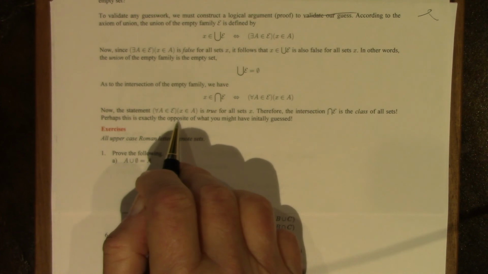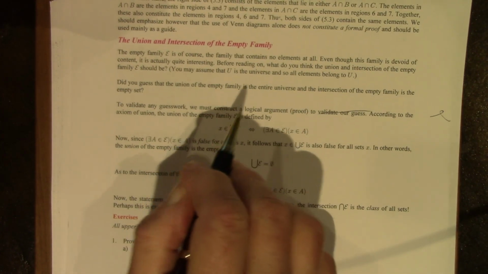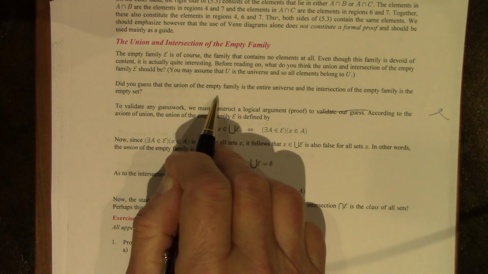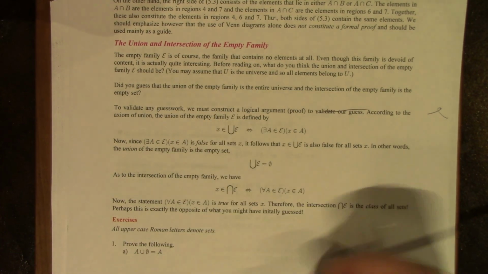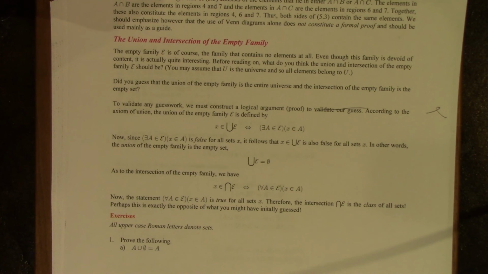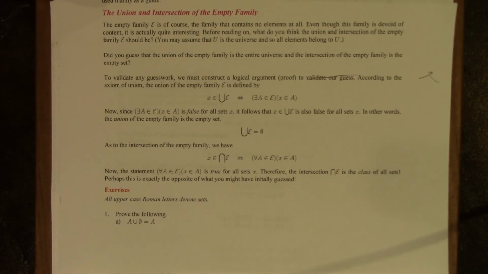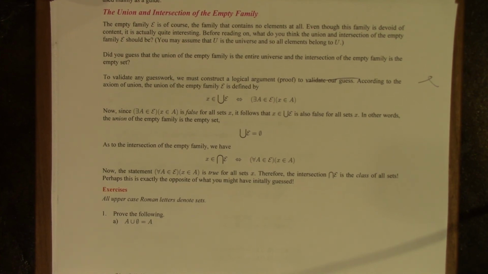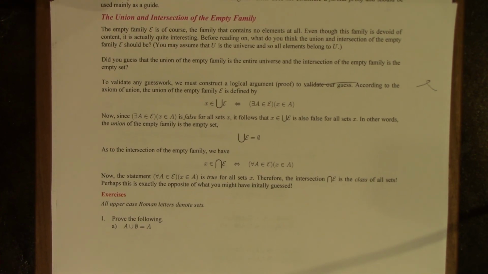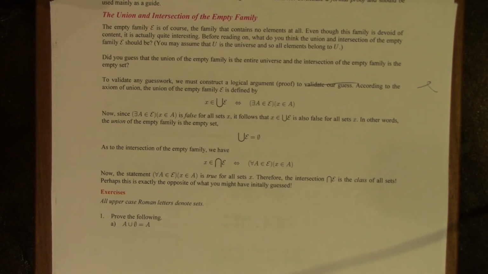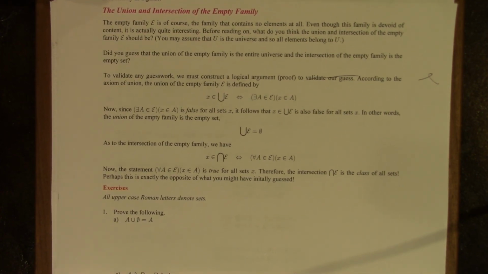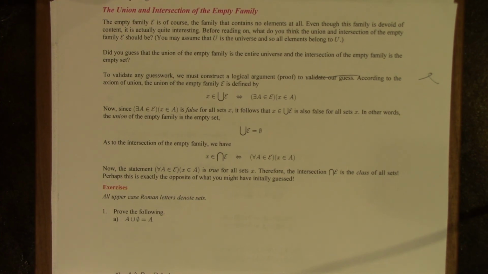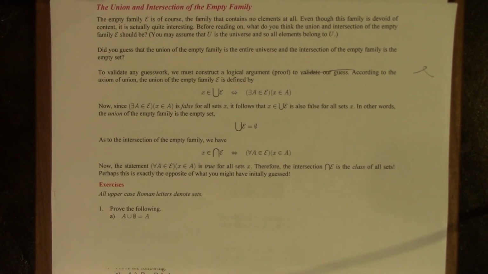So those students who felt, and quite reasonably or intuitively, that the union of the empty family is everything and the intersection is nothing, got it backwards. Another example where intuition can fail. This is a really good example. Your intuition may have failed, but when you look at the definitions and you construct a logical, sound, valid argument, you see the correct facts.